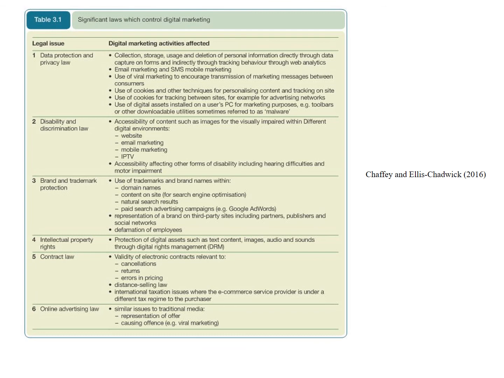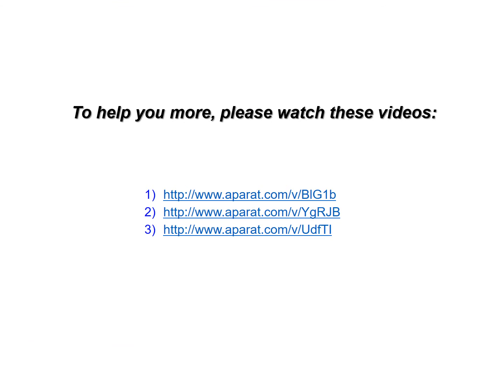When we think about data protection and privacy law, here we're talking about the collection, storage, usage, and deletion of personal information, directly from data capture on forms and indirectly through tracking behavior through website analytics. Email marketing and SMS mobile marketing. The use of viral marketing to encourage transmission of marketing messages through consumers. The use of cookies and other techniques for personalizing content and tracking on-site, and the use of cookies for tracking between sites, for example advertising networks. The use of digital assets installed on a user's PC for marketing purposes, like toolbars or other downloadable utilities, sometimes referred to as malware.